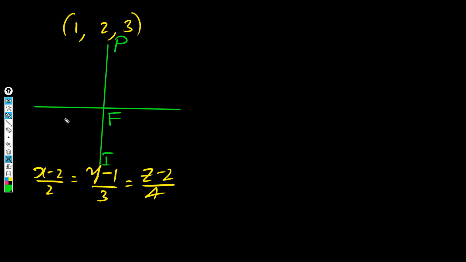Now, importantly, what do you have to understand? Find out every point, any point on the line. That is very simply taken as lambda. What will it be then? 2 lambda plus 2, comma, 3 lambda plus 1, comma, 4 lambda plus 2.